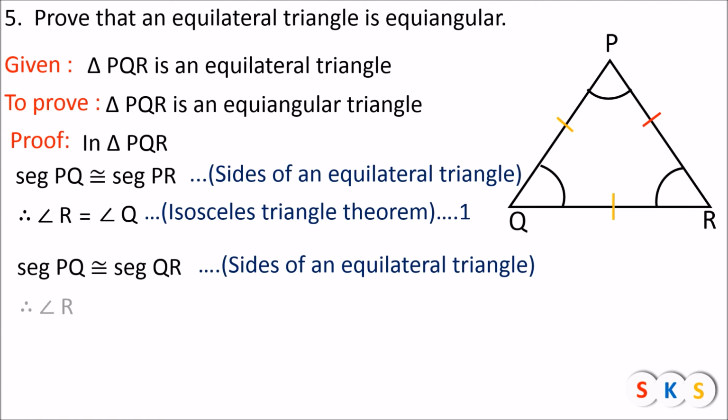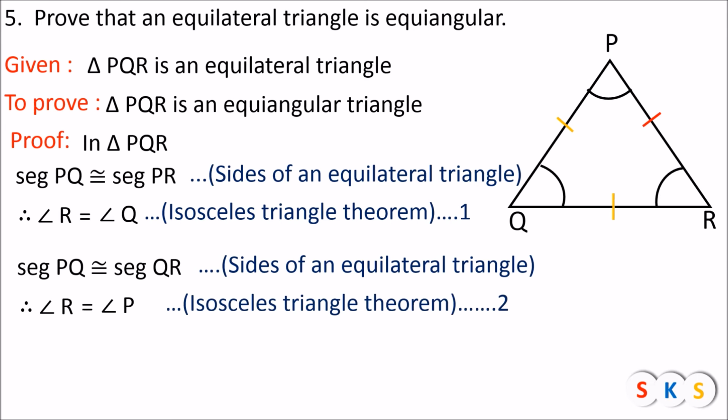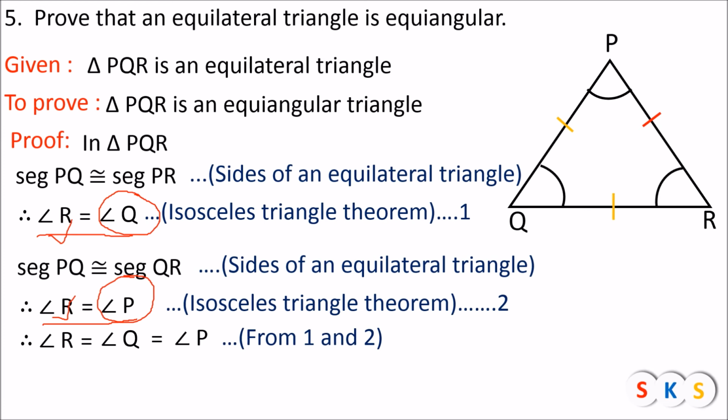Look at equation 1. What is given in equation number 1? Angle R congruent to angle Q, and equation 2 is angle R congruent to angle P. So here angle Q and angle P are both congruent to the same angle R. It means all three angles are congruent to each other. So angle P is congruent to angle Q, congruent to angle R. This we got from equations 1 and 2. Now all three angles of this triangle are equal, correct? Therefore, triangle PQR is an equiangular triangle.